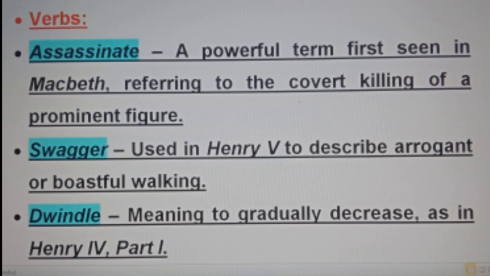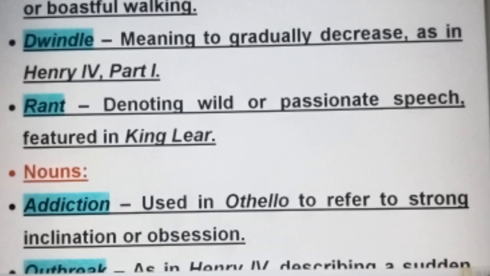Shakespeare's invented verbs include assassinate, that is a powerful term first seen in Macbeth, referring to the covert killing of a prominent figure. Swagger, used in Henry V to describe arrogant or boastful walking. Dwindle, meaning to gradually decrease, as in Henry IV Part 1. Rant, denoting wild or passionate speech, featured in King Lear.